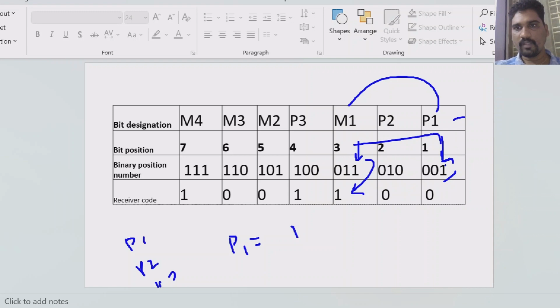Before that, we already know the parity value. In the transmitter part we don't know the parity value, but in the receiver part we know the parity value, so that also we need to include. First, what is the P1 value? The P1 value is 0. Now compare P1 with M1. Only in one location we have the 1, and based on this we are going to find out.